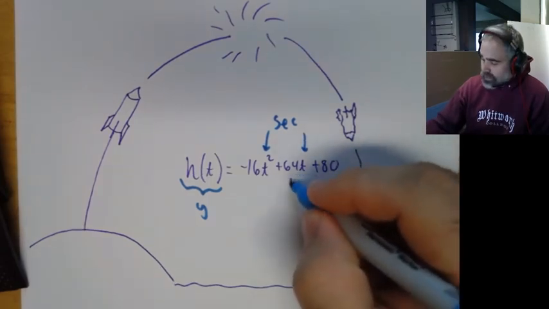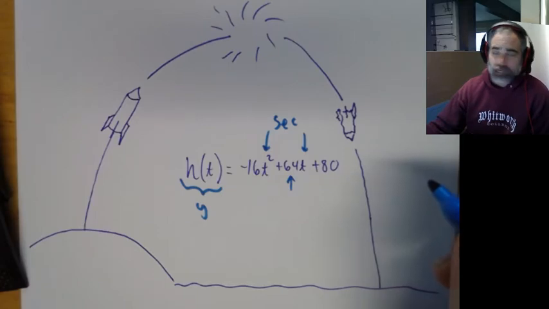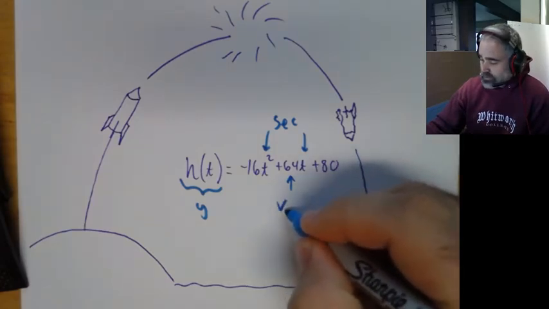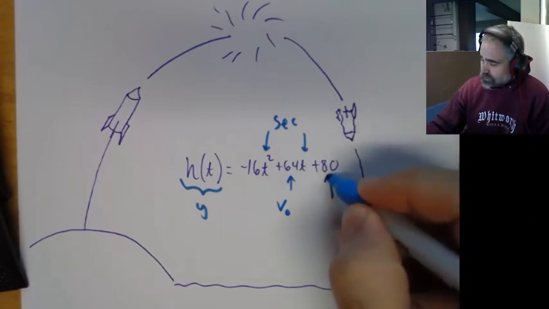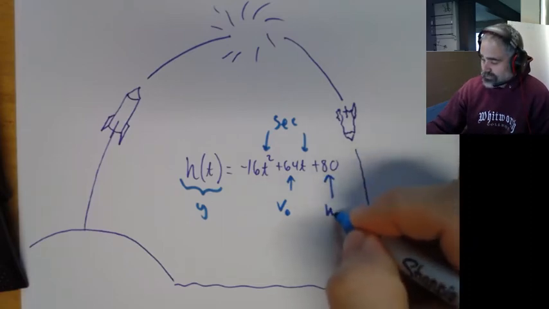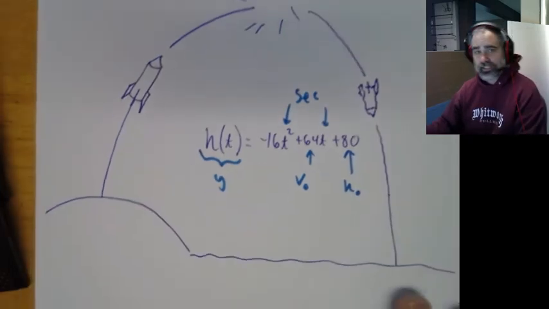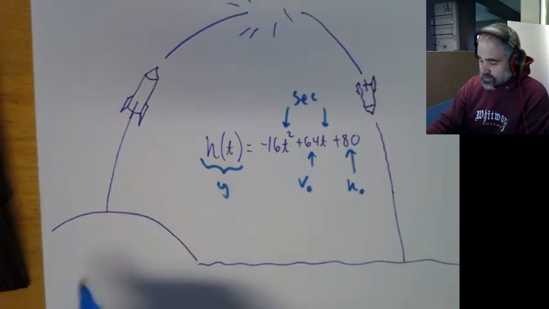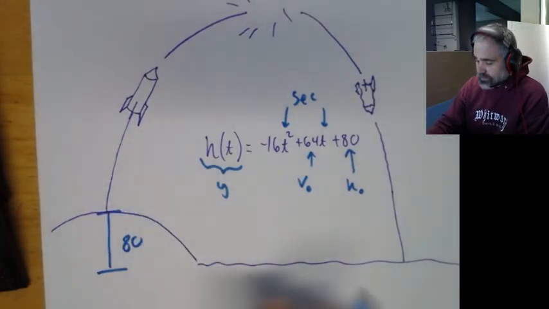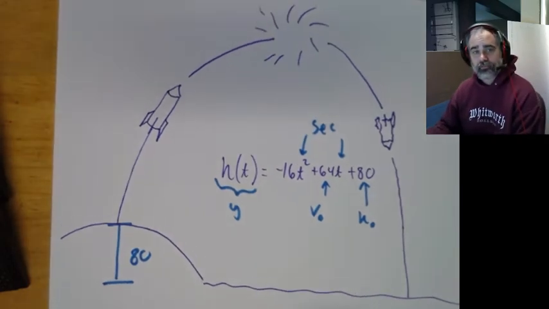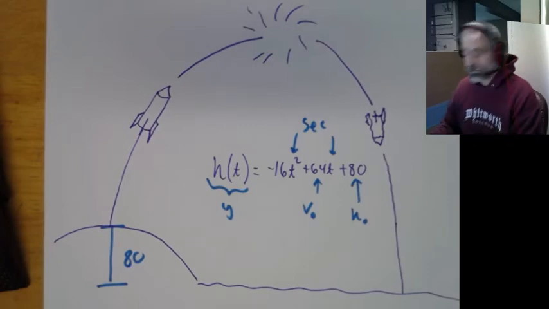64 is the initial velocity, so the starting amount of speed, which actually doesn't matter in this problem. But we do call it v sub 0 to represent the initial velocity, and 80 is the initial height. We call it h0 for initial height. So again, without even looking at the problem, I could tell that this hill is 80 feet tall because it's the initial height from where it was launched. Okay, so that's just a basic overview.